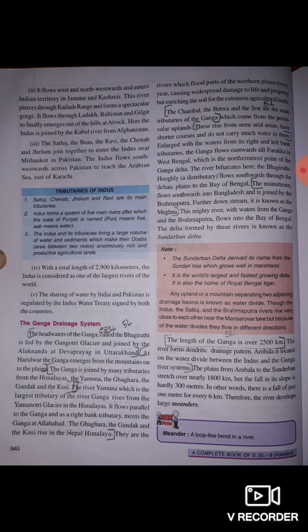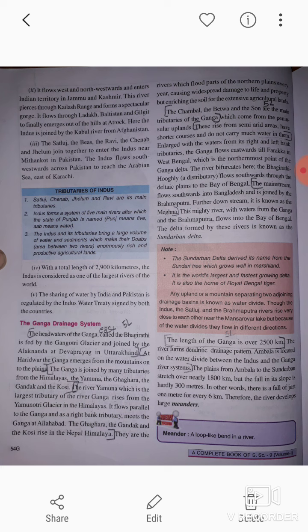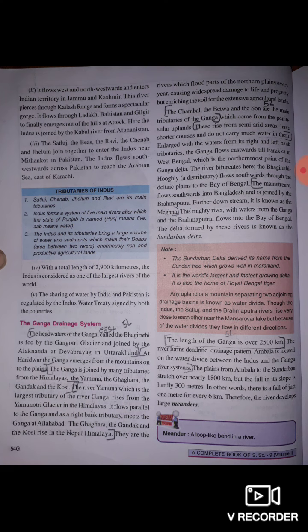Chambal, Betwa and Son are the main tributaries. So we have discussed the Ganga drainage system. The length of Ganga is over 2,500 kilometers and the river forms a dendritic drainage pattern. Ambala is located on the water divide between the Indus and the Ganga river system. These are the main points to be noted for the Ganga drainage system.